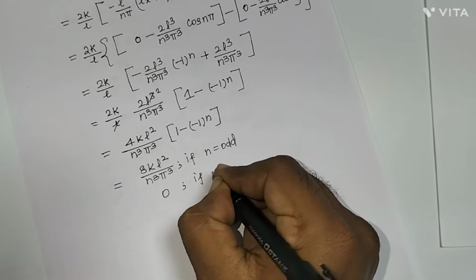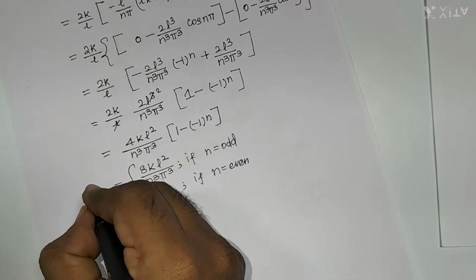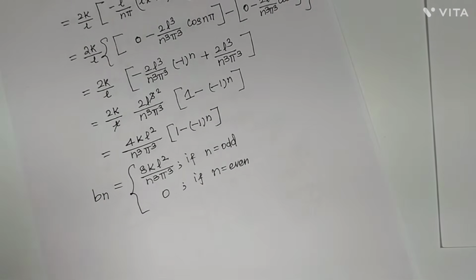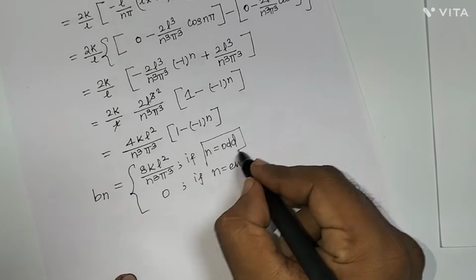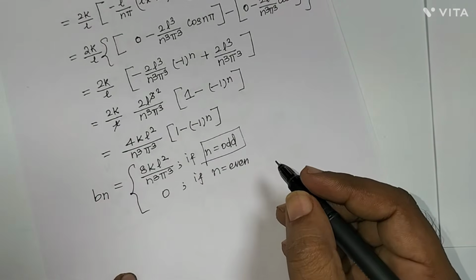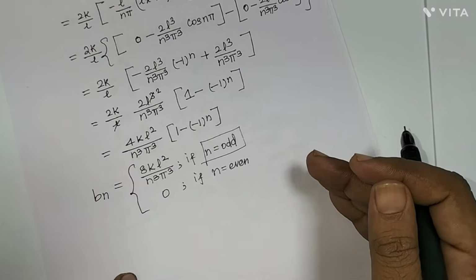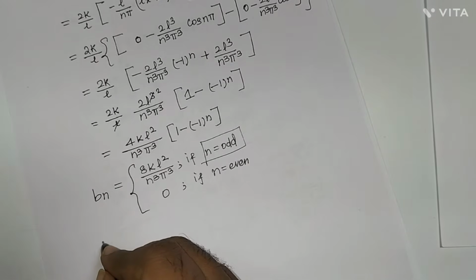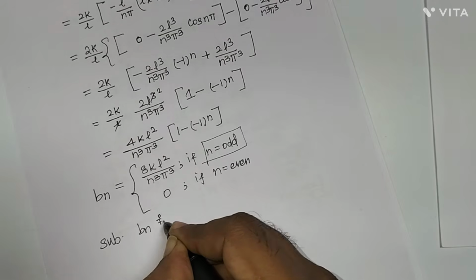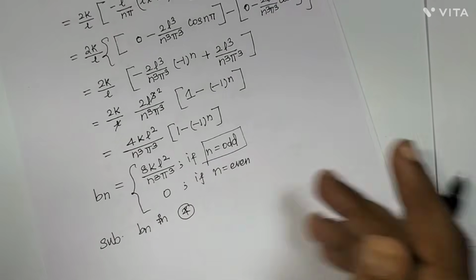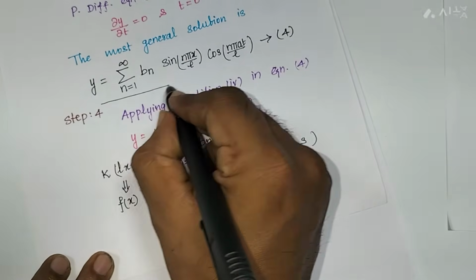So your half-range Fourier series depends on odd and even. So here your answer comes only for odd numbers. So the summation from 1 to infinity, we converted into odd to infinity. So substitute this Bn in equation 4. What is our equation 4? This is the most general solution. From this equation we have to substitute the Bn value.